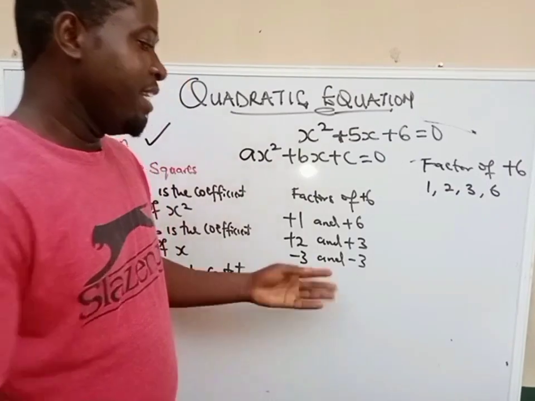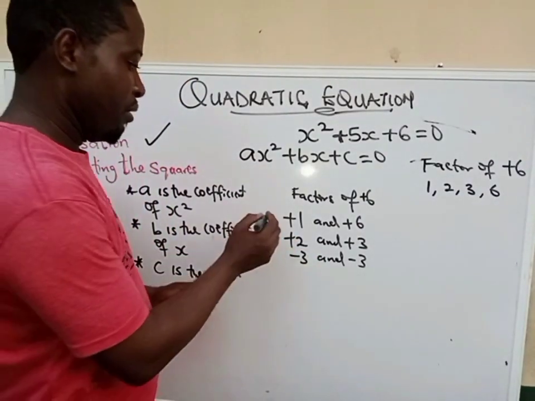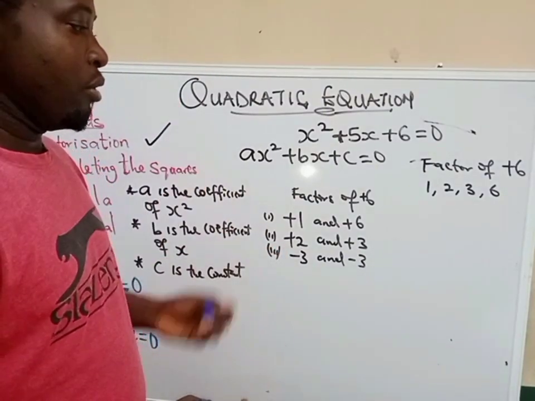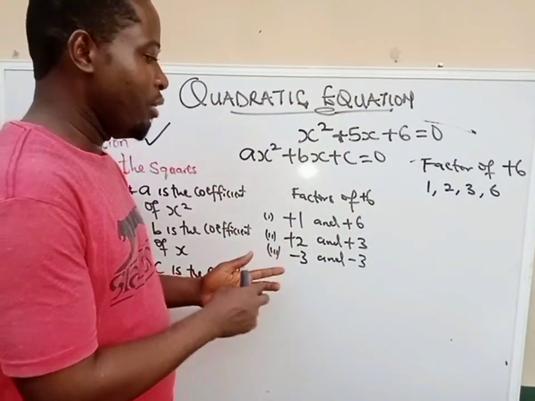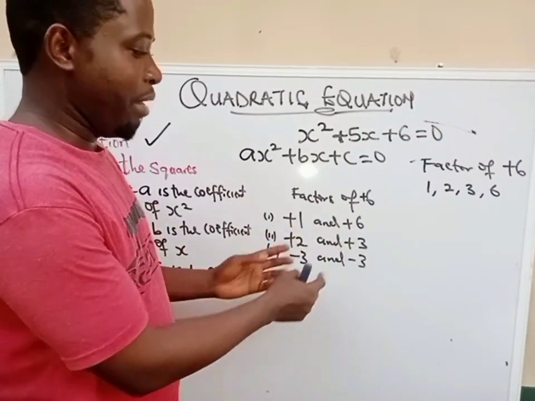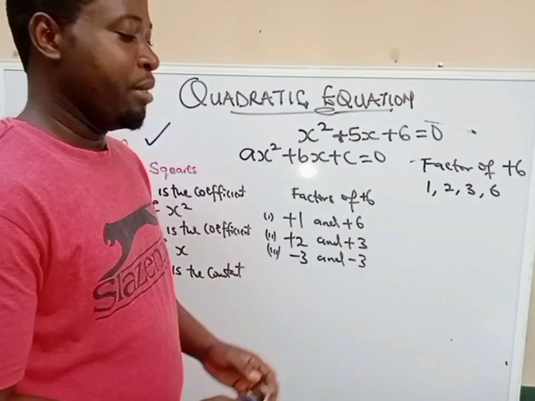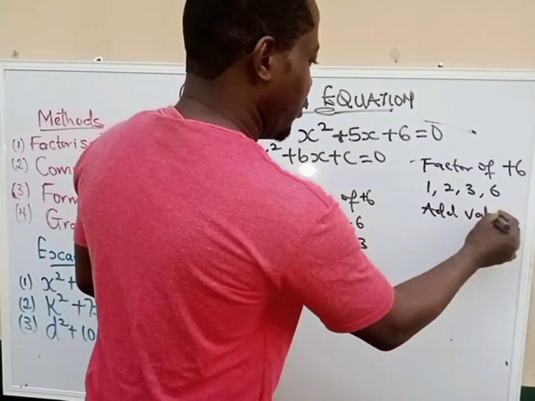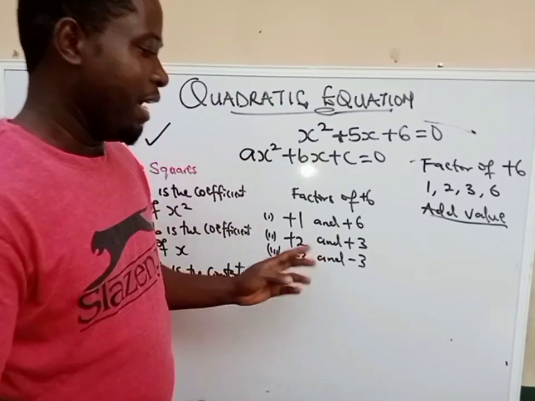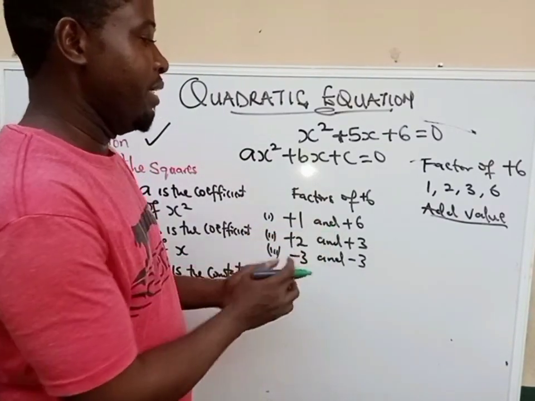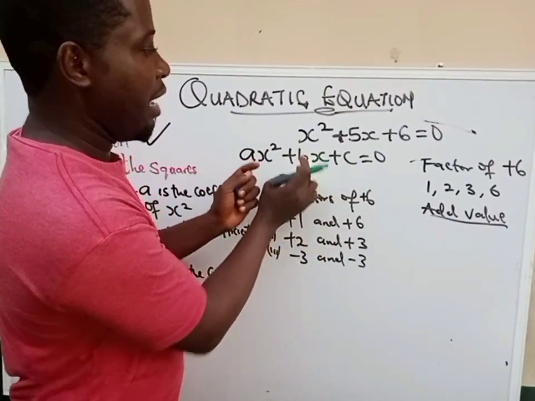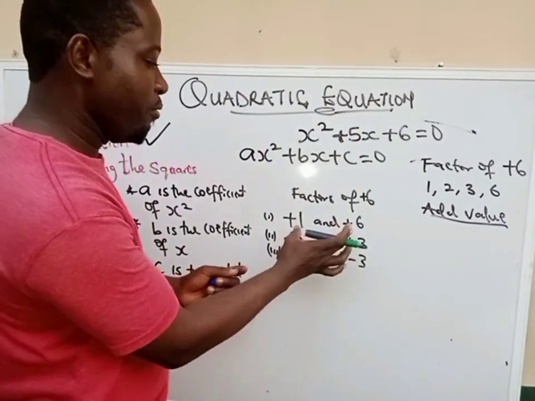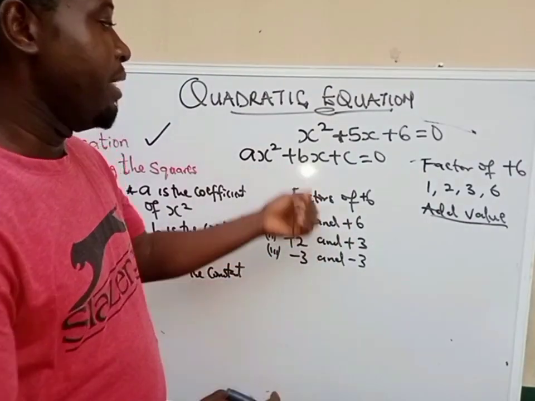Now I need just one of these. Number 1, number 2, number 3. So how do I know the one I need? We all know that these combinations, if I multiply them, are going to give me plus 6. But that doesn't matter. The one I need is the one that when I add it together is going to give me the b. And what's my b? My b is 5. So the one I need is when I add the two values together, it's going to give me b.